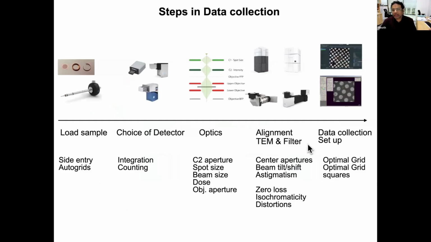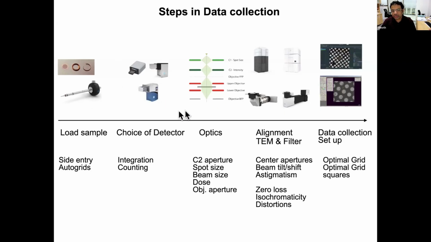So what are the steps in data collection? Let's say you have a very good sample. The first step is to load your sample after freezing, either in a side entry holder on a 200 kV or 120 kV microscope, or on an autogrid onto a Krios. Once you have the sample, one has to decide which detector. This is mainly up to the users. They generally go by literature and go for one of these, which is shown here. Most popular is the K3 because it's faster.